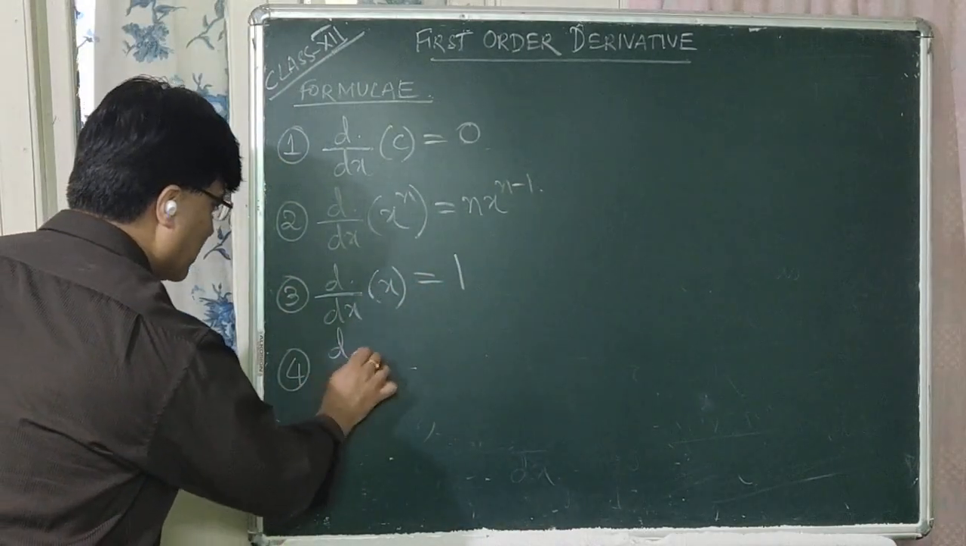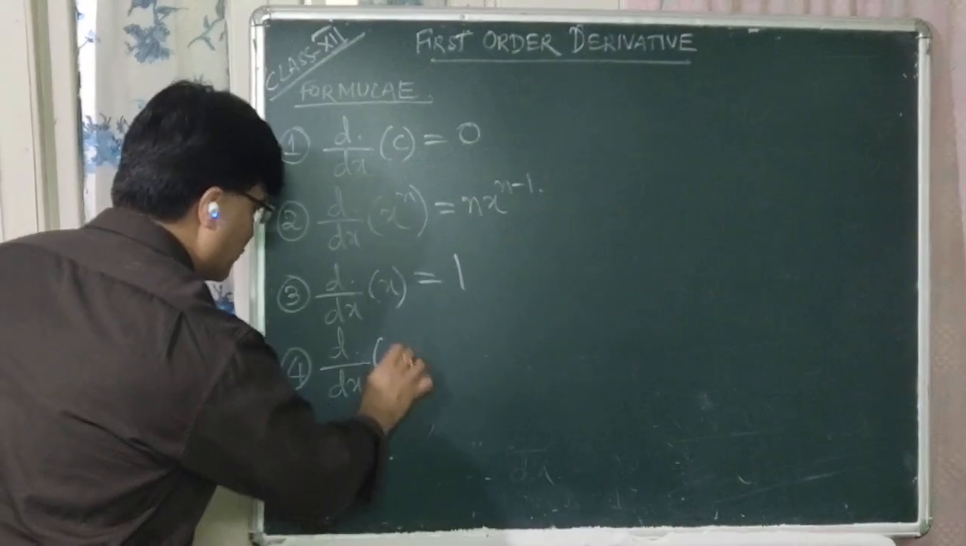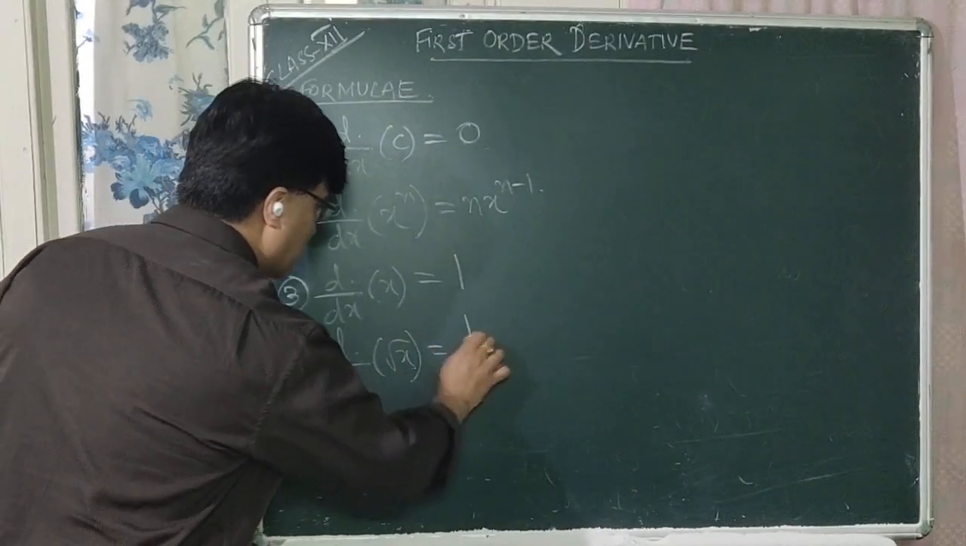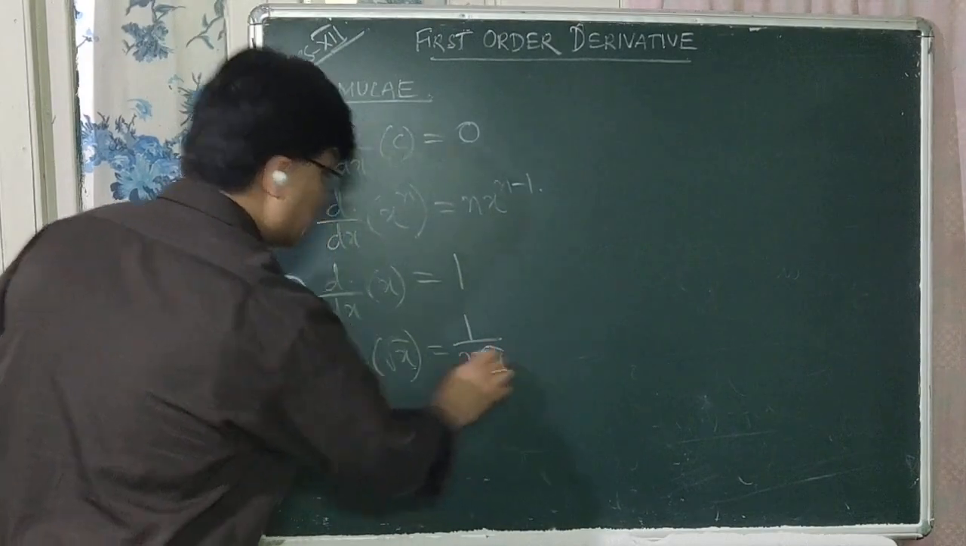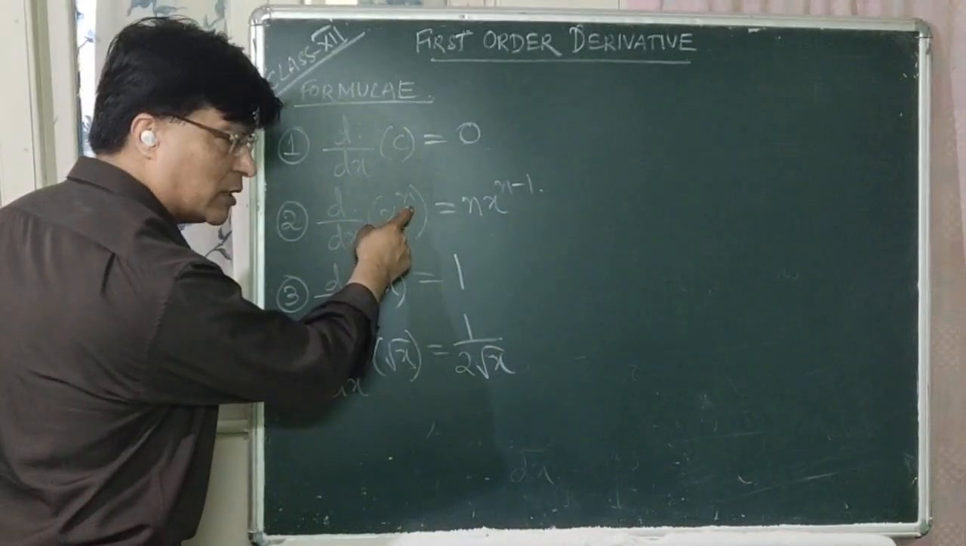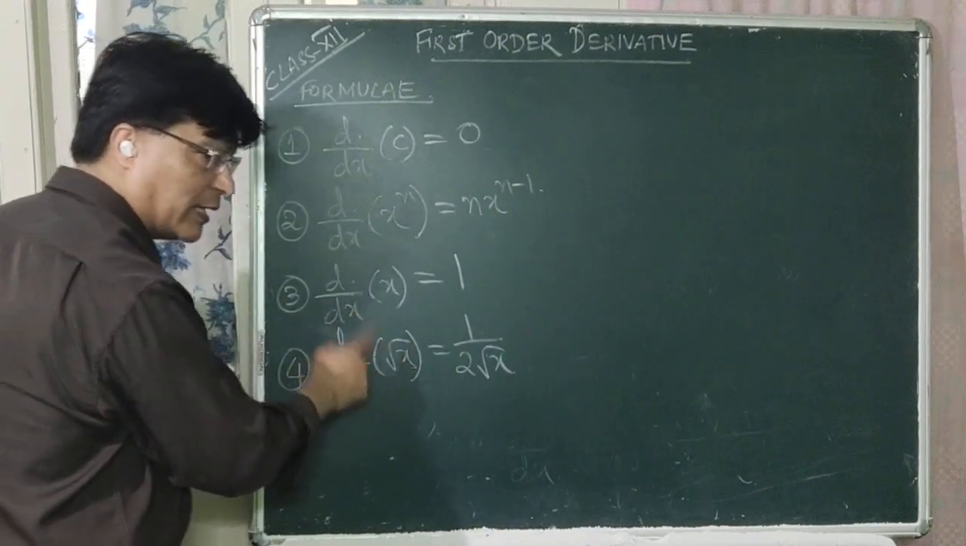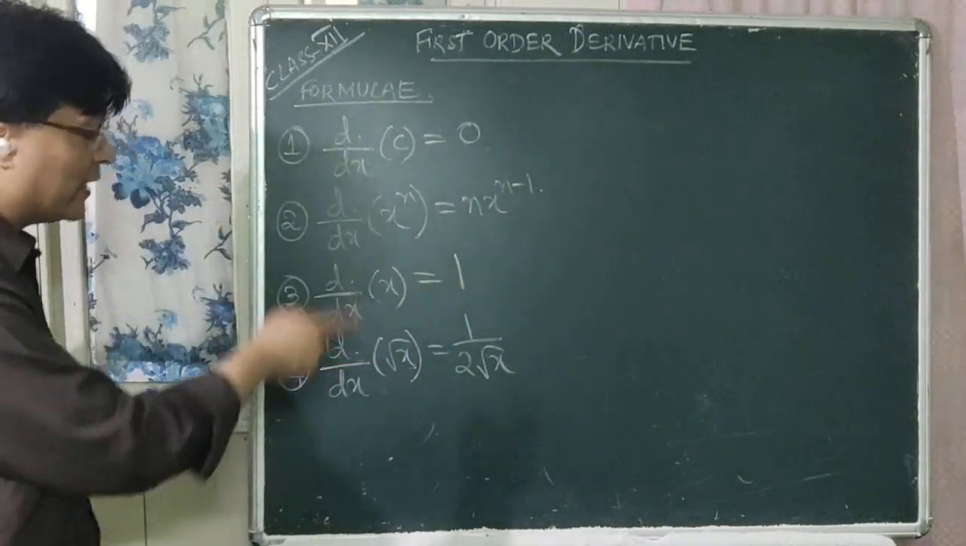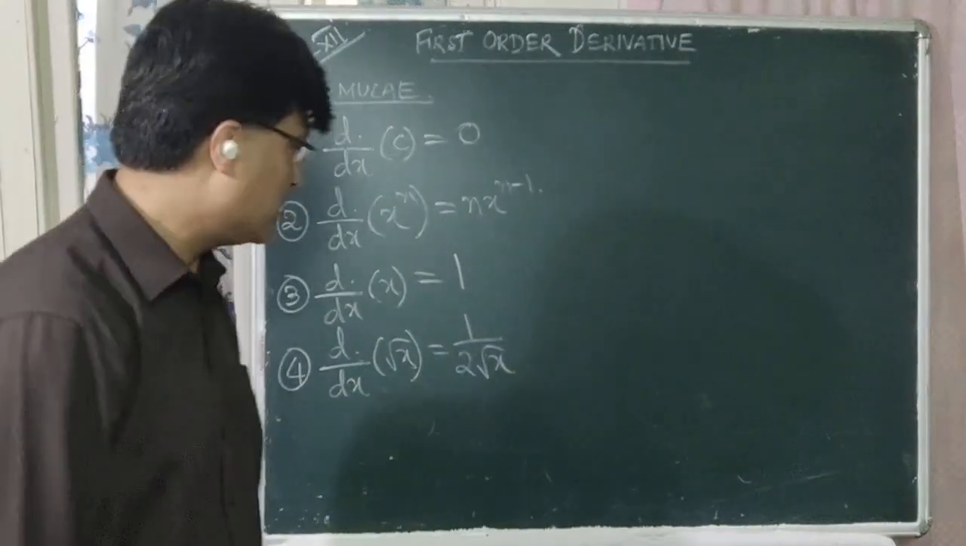Number 4, d by dx of root over x is equal to 1 by 2 root x. You know this formula from class 11. This is x to the power half. Use this formula. Half comes in the front, x to the power half minus 1. If you simplify it, you will get 1 by 2 root x, right?